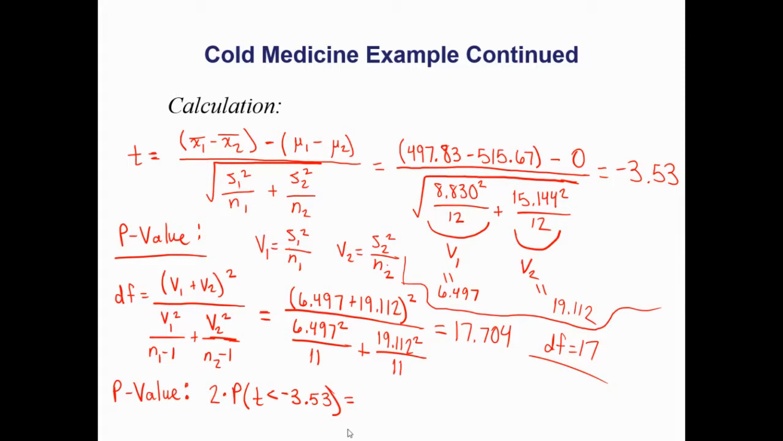I'm not going to pull it up because it'll take too long to boot up on my computer. But what would be our lower bound when we do TCDF? Negative 999. Sounds good. What about the upper bound? That's right. Our test statistic, negative 3.53. And degrees of freedom? 17. What are the results?